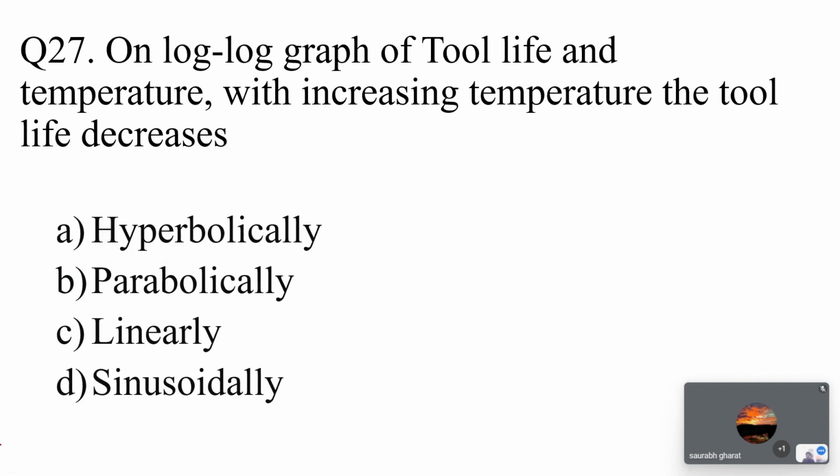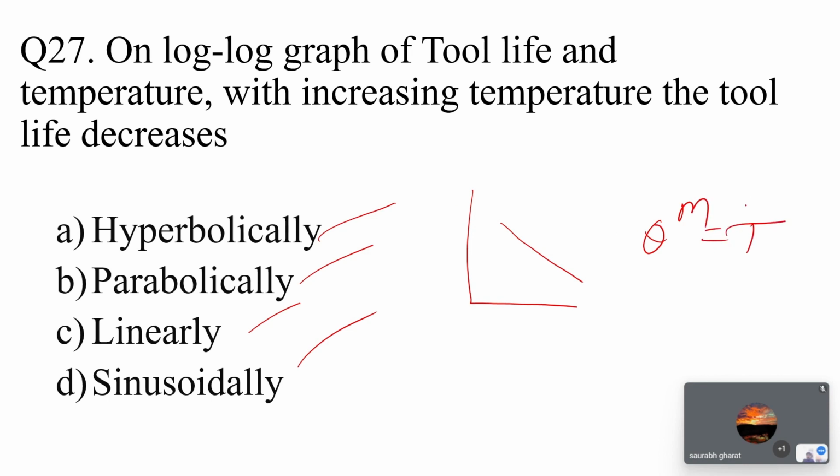On the log-log plot of tool life and temperature, with increasing temperature the tool life decreases. In what way? Hyperbolically, parabolically, linearly, or sinusoidally? So you know it is like this: theta raised to m is equal to tool life, in proportion to tool life, or equal to some constant C.